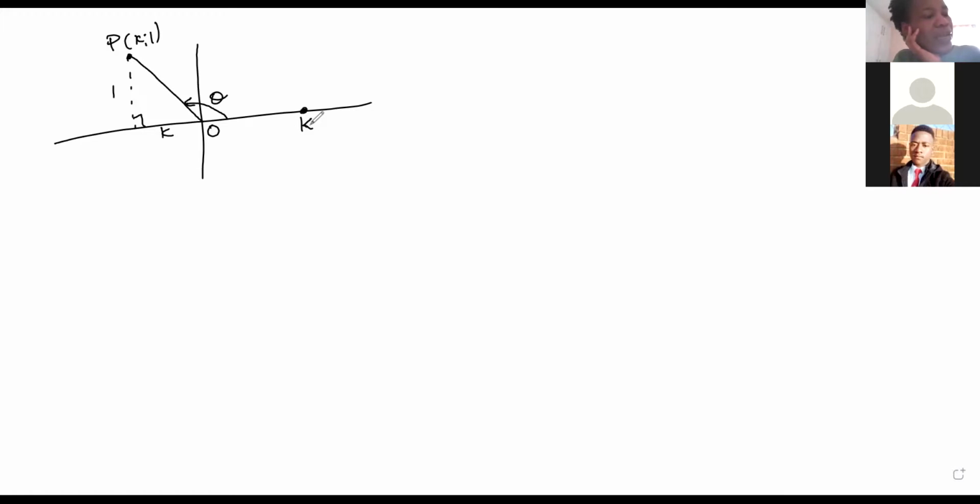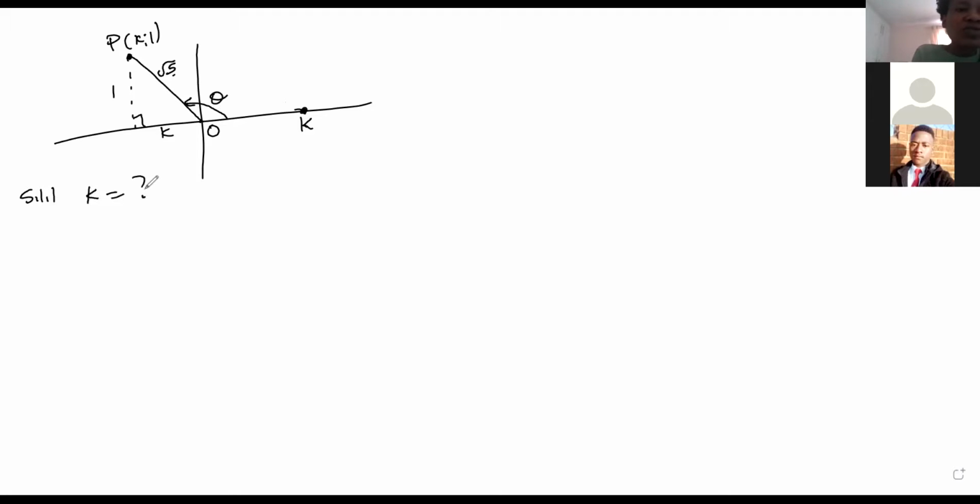Okay, so they say in the diagram, P, which is K and 1, is a point in the second quadrant and is root 5 units from the origin. So that means from here to point K, it's root 5. That means our R or hypotenuse is root 5. K is the point on the positive axis. So this is point K. And then obtuse KOP is the theta. Then 5.1.1, they ask you to calculate the value of K.